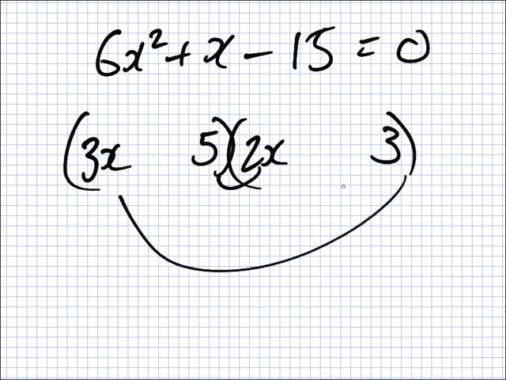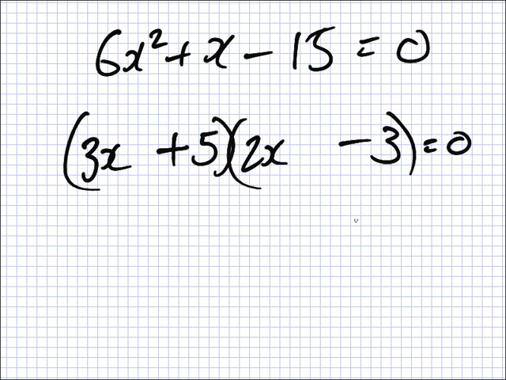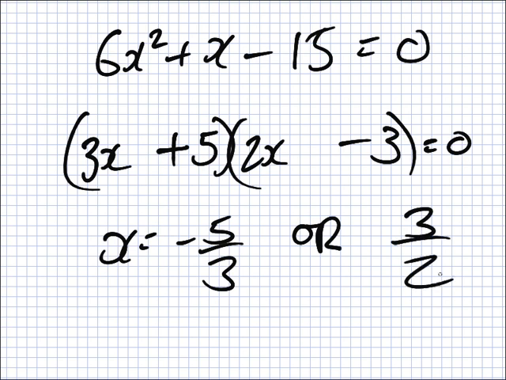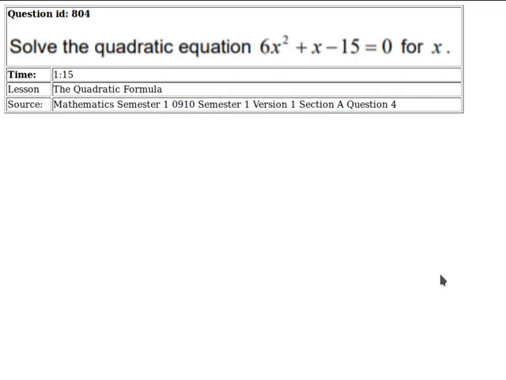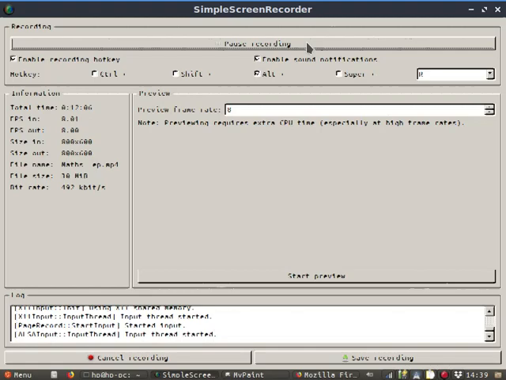Well, that seems promising. I need to make sure I get a plus, so that would be positive 10, and that would be negative 9. Alright, so this is the factorization here. And the answer is x is minus 5 over 3 or 3 over 2. Okay, and that's fine for that. Right, let's have a look.